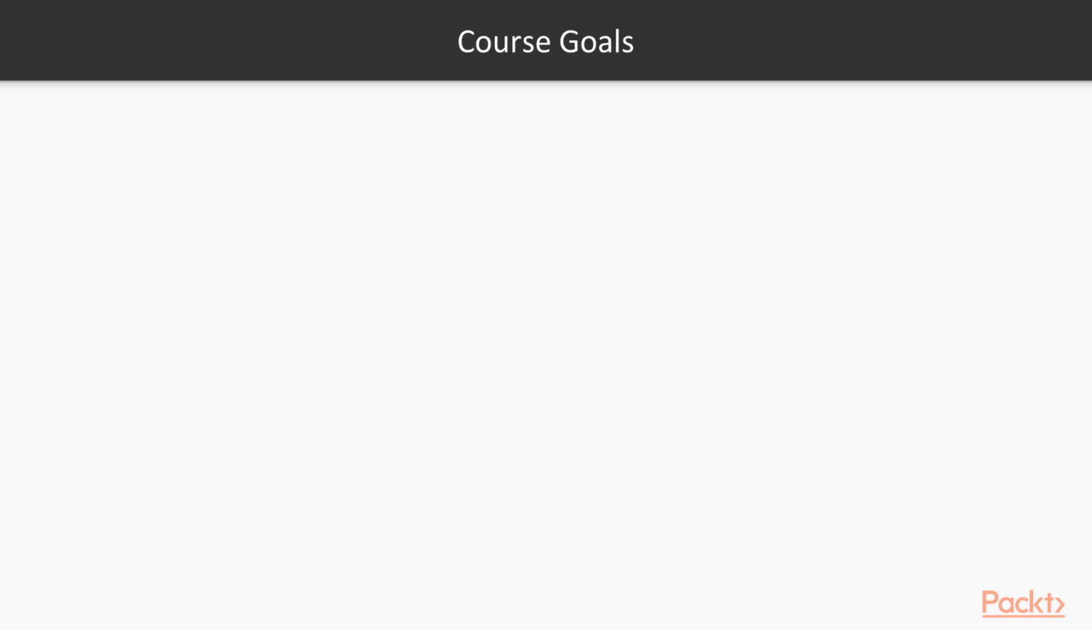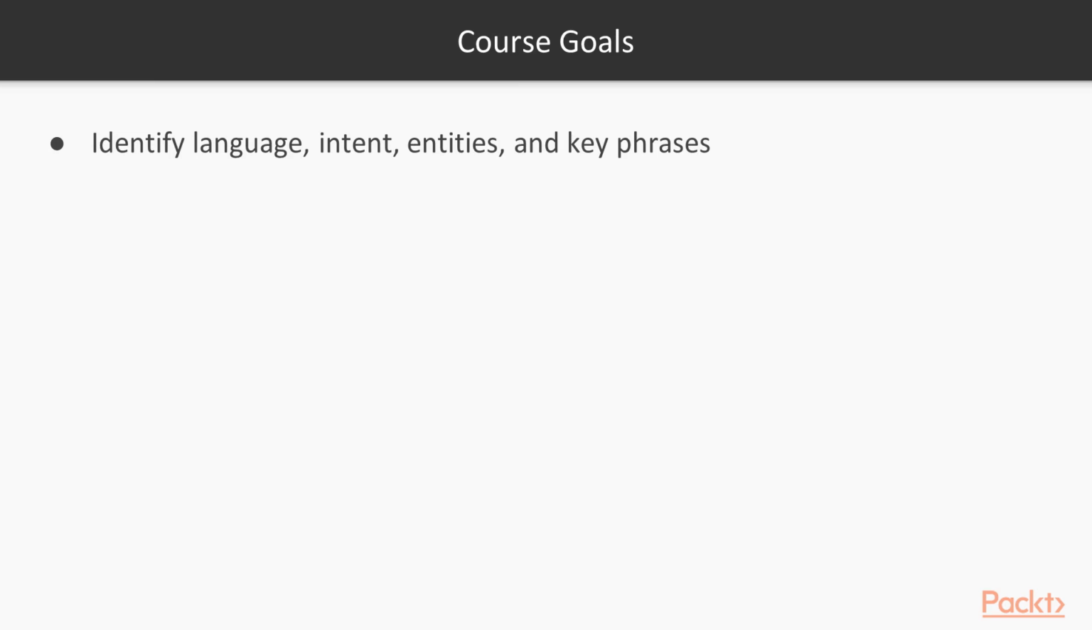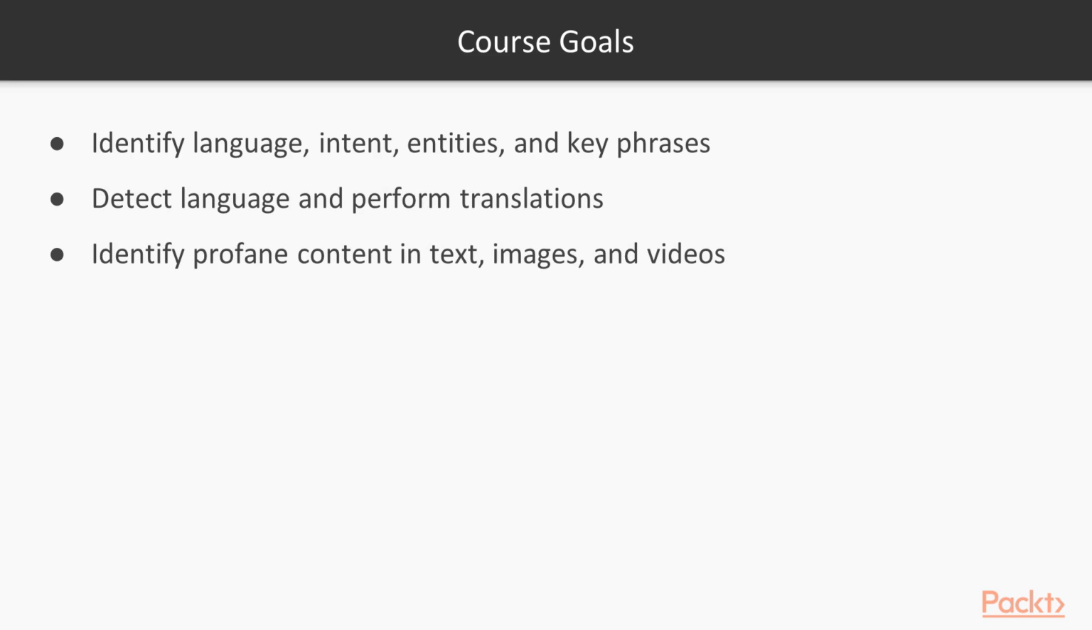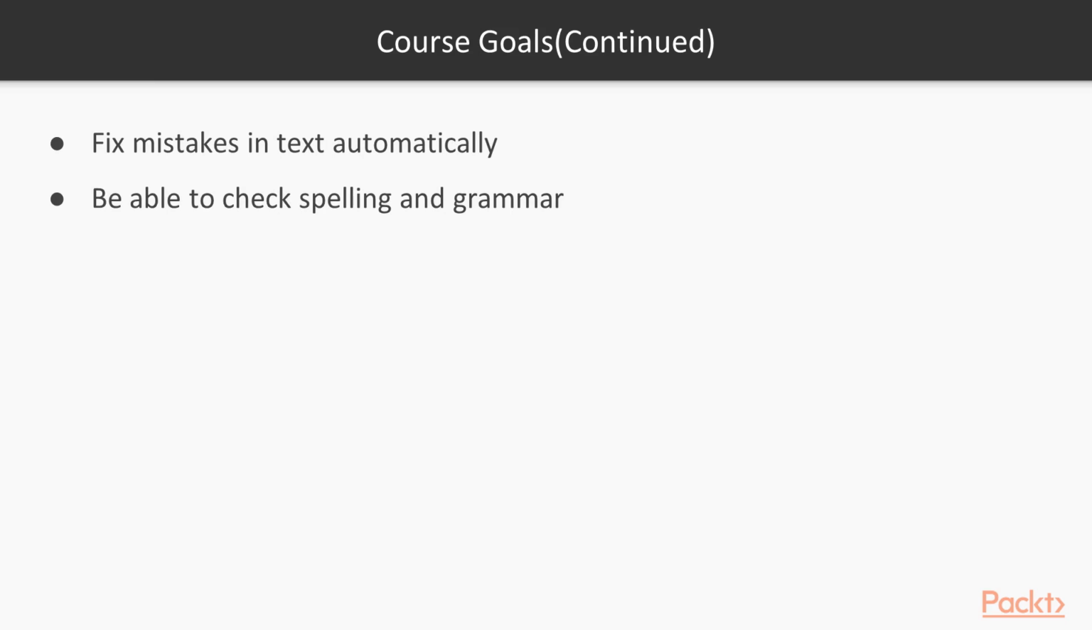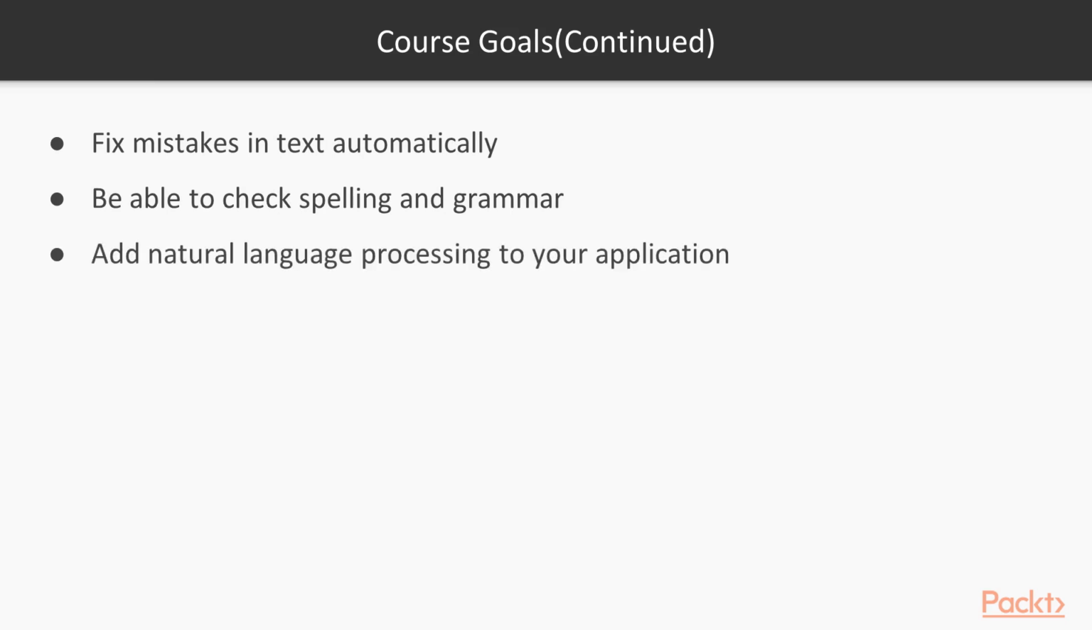Now by the end of this course, you'll be able to identify language, intent, entities, and more in raw text. You'll be able to detect language and perform translations in over 60 languages, spot profane content in text, images and videos, and fix mistakes in text automatically. You'll be able to check spellings and grammar, and understand how to add natural language processing to your applications.